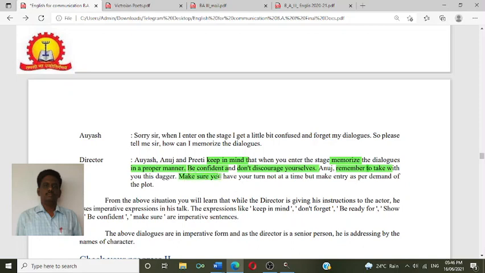Make sure you have your turn not at a time, but make entry as per the demand of the plot. You can see the director is using expressions like keep in mind, memorize in a proper manner, be confident, don't discourage yourself, remember to take, or make sure. So all these expressions we also require to use again and again.